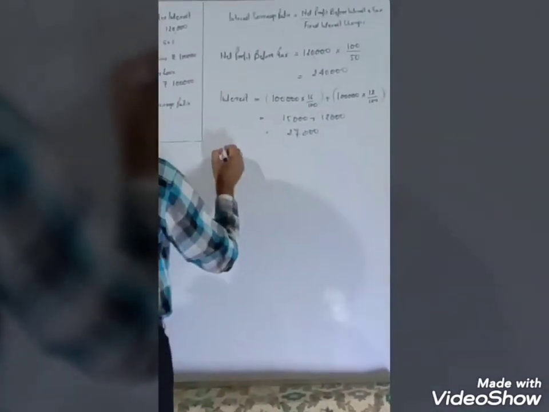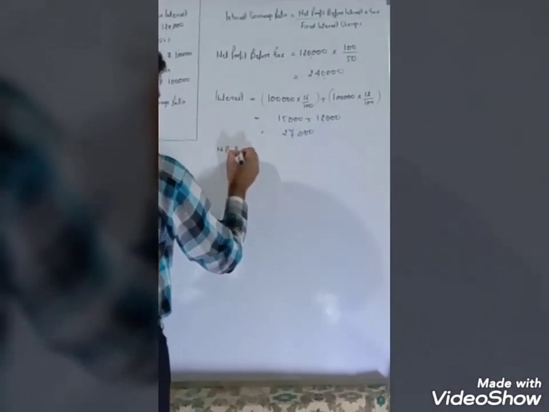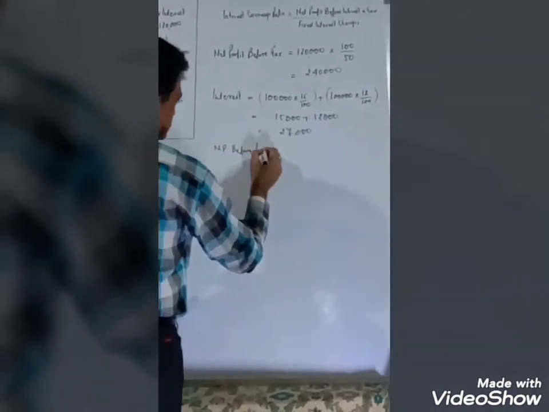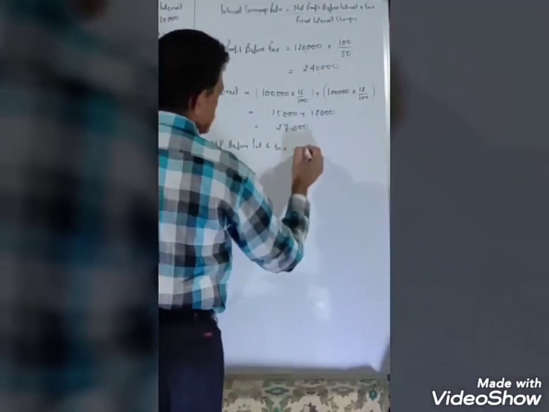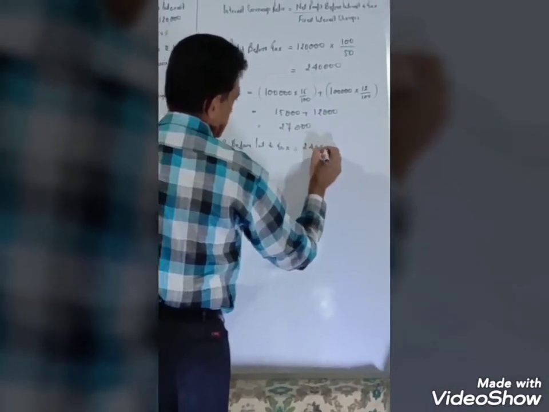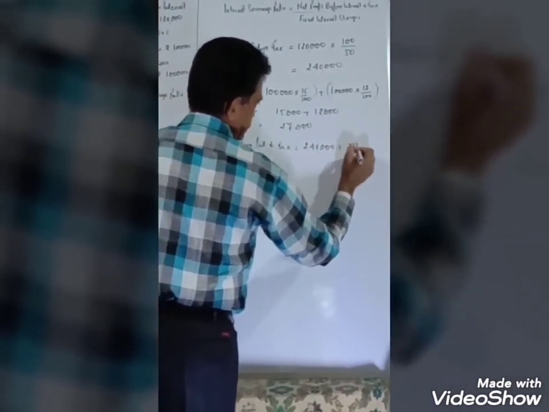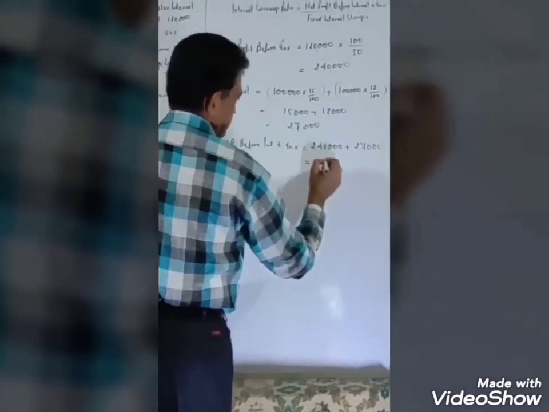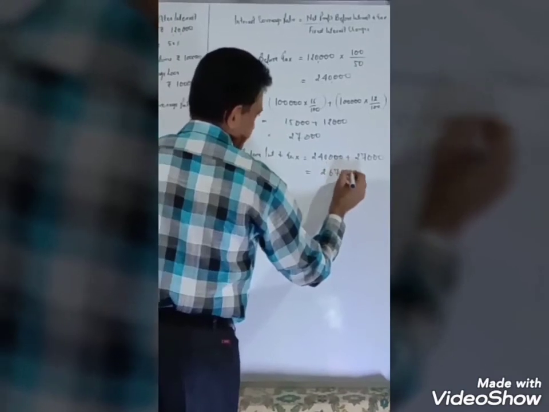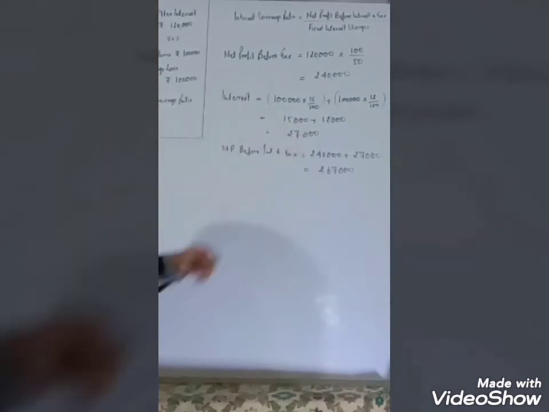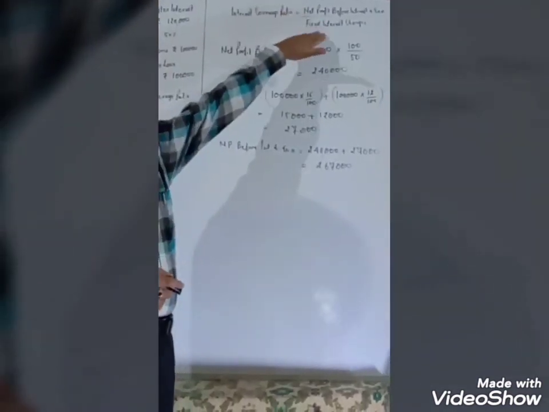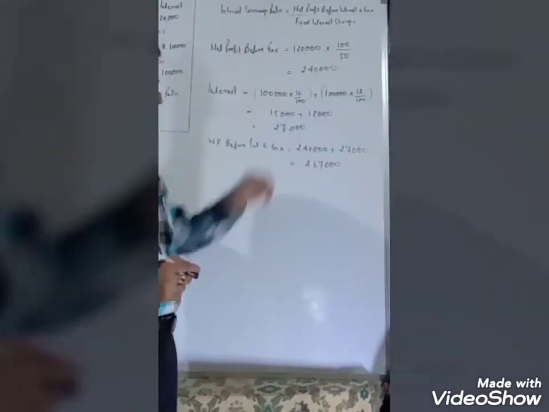Now net profit before interest and tax is equal to net profit before tax, 2,40,000, plus interest, 27,000. This will become 2,67,000. Net profit before interest and tax is rupees 2,67,000. Now interest we already had calculated, this is 27,000.